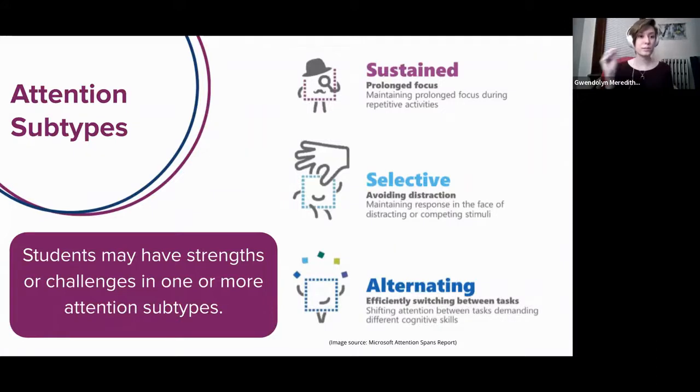such as sustained attention, which is your ability to focus for a certain period of time on a task. Selective attention, which is your ability to focus on one specific thing and filter out other sensory information. Or alternating attention, which is your ability to shift between multiple different sensory details, all of which are very important for regular day-to-day work. And it's important to note that students may have strengths or challenges in one or more of these attention subtypes.